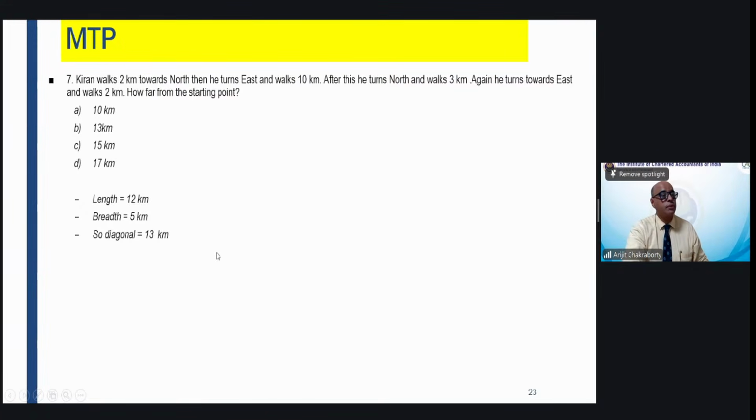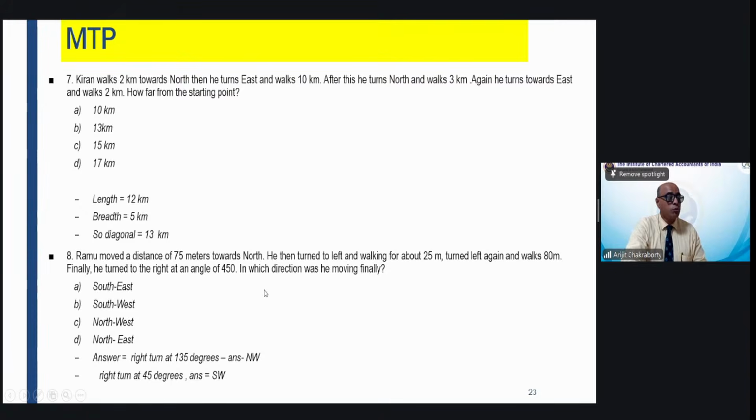So how far from the starting point? Distance-wise, it is 17 kilometers. But if you see, the movement is 2 kilometers north, then 10 kilometers east. After this, he turns north and walks 3 kilometers. Again, he turns towards east and walks 2 kilometers. So the total distance covered we will take is 17 kilometers. Question number 7.